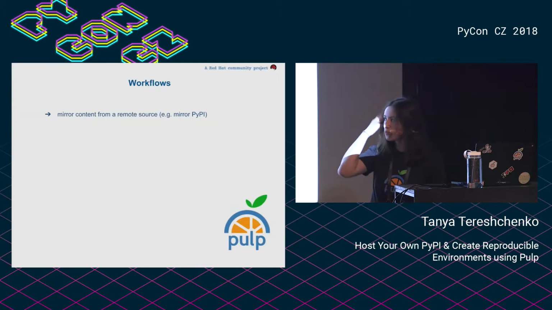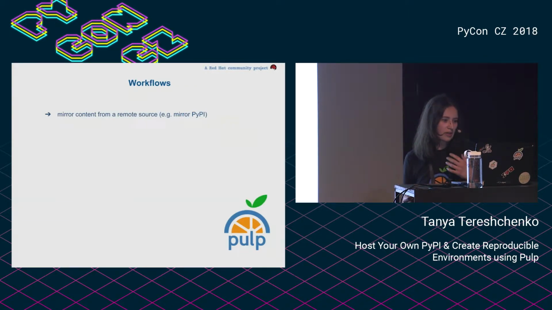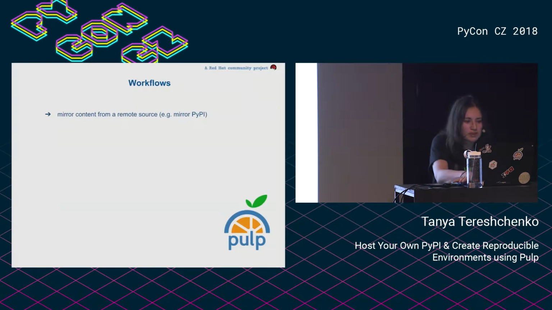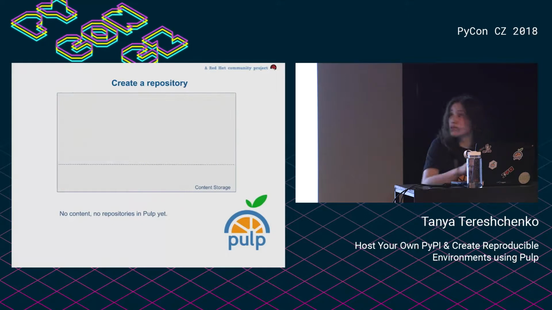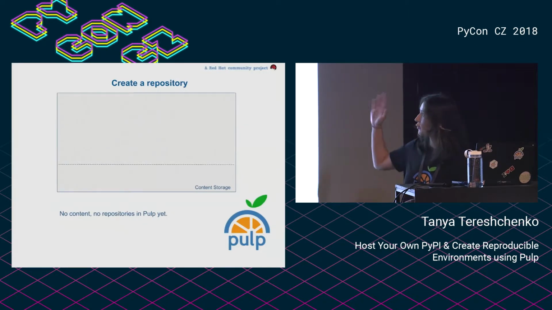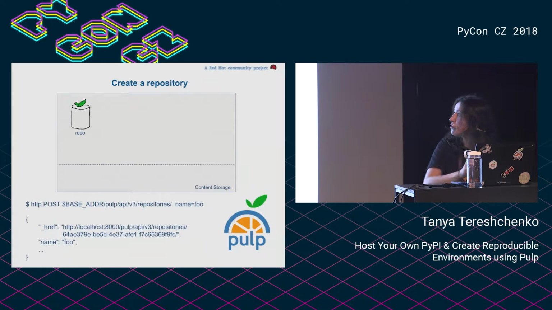So to communicate with Pulp, I use REST API, and in my examples, I will use HTTP to make HTTP requests. So initially, let's say we have a fresh install of Pulp. There is no content in Pulp. There are no repositories yet available. So first thing we need to do is we need to create a repository.